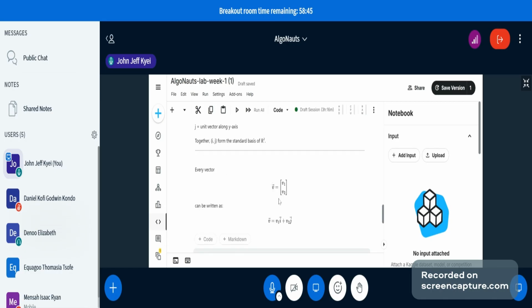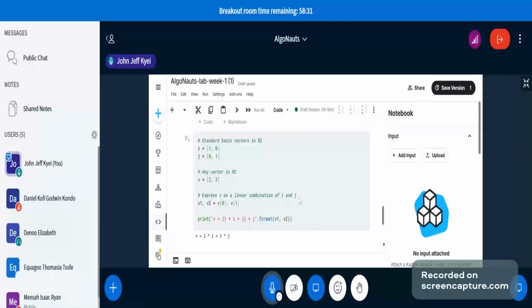So every vector here can be written as this. The i and j are just the directions, right? So v1 i plus v2 j, this is the vector, right? The same thing. So any vector in R2 can be expressed this way, and we have vector i, vector j, and this vector, which can be any vector in this R2. So if you want to check if it's a basis, this is what we do.